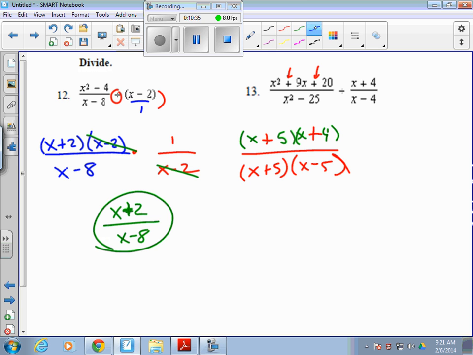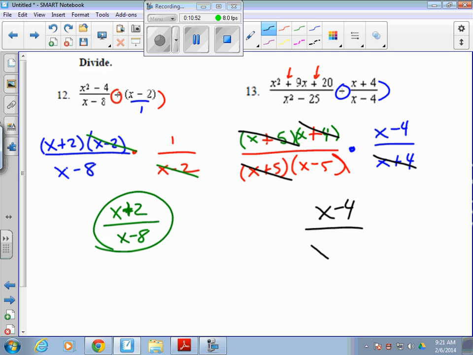That says, again, division. That means change it to multiplication and use the reciprocal. x minus 4 goes on top and x plus 4 on the bottom. Cancel out a bunch of stuff right here. We can cancel out x plus 5 and we can cancel out x plus 4. We're left with x minus 4 over x minus 5.